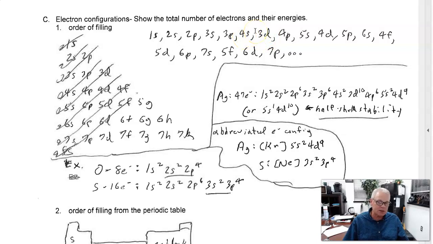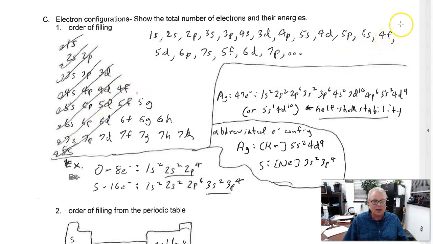Okay, well, maybe that was just a fluke. So let's keep going. After 3d, 4p, 5s. Everything's working out. What's after 5s? Up, 4d. Here we go again. 5p, 6s. What's after 6s?